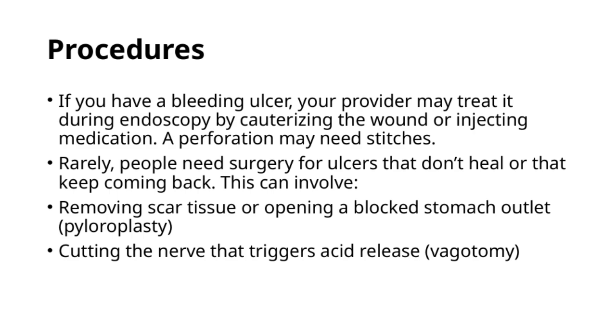Surgical options can include removing scar tissue that's causing obstruction or opening a blocked stomach outlet, which is known as pyloroplasty. Another procedure might involve cutting the nerve responsible for triggering acid production, called a vagotomy, to reduce stomach acid and promote healing. These procedures are important tools in managing complicated or persistent ulcers and help prevent more serious complications down the line. They're part of a comprehensive approach to treating ulcer disease and ensuring long-term health.